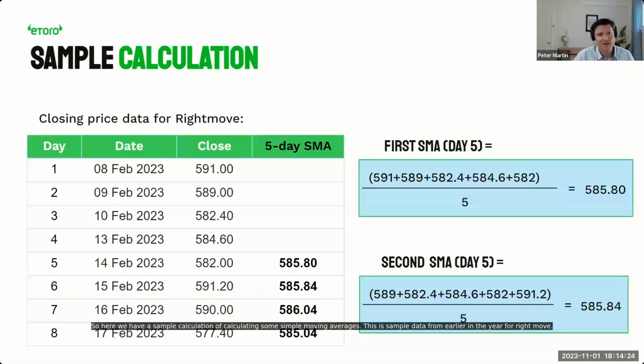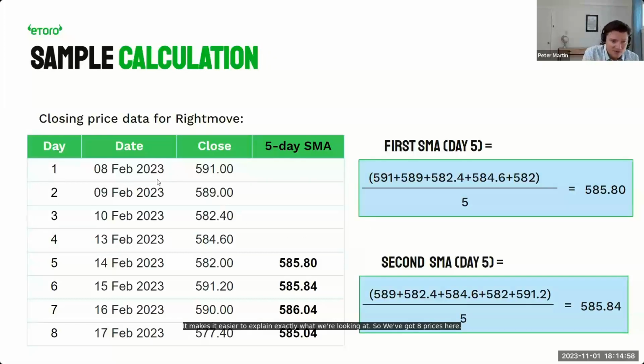So here we have a sample calculation of some simple moving averages. This is sample data from earlier in the year for Rightmove. It's just got 8 days in there, and we're going to be calculating a 5-day simple moving average. Now, that's a very short moving average. In practice, you probably use something not quite that short, but for the purposes of our example, it's nice to have something so short. It makes it easier to explain exactly what we're looking at.